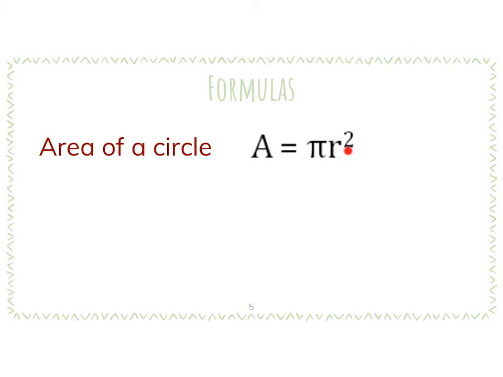Now here, the r is the only one being squared. So it's 3.14 times the radius squared. So the radius is then squared. We're going to do a couple of examples.